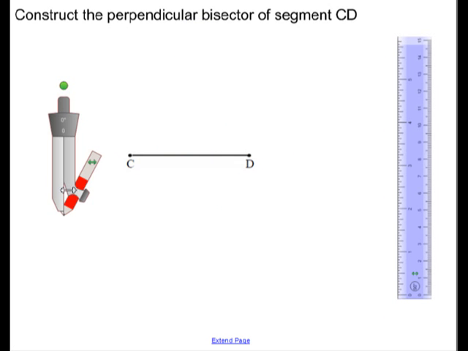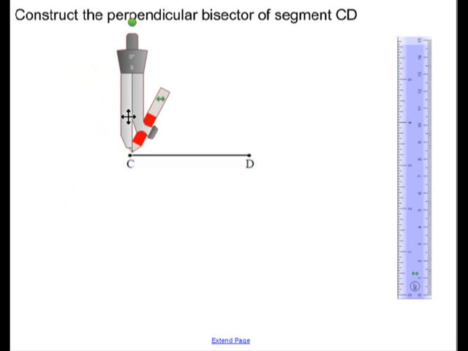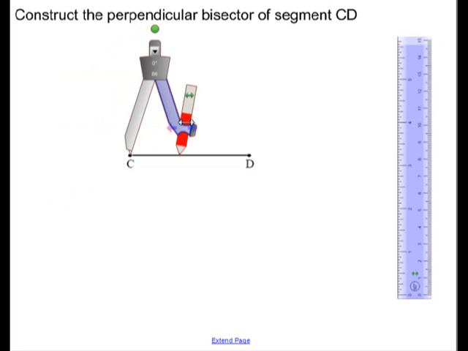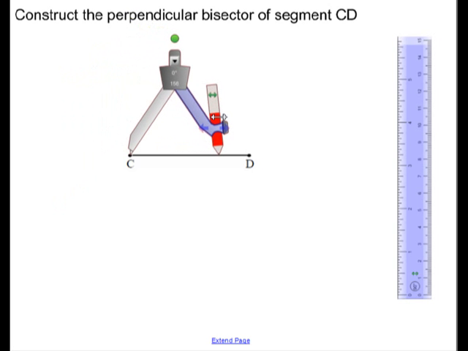So what we're going to do is this. We're going to take our compass, put the center on point C, and I'm going to open the compass up to more than halfway across, so past where I can see the midpoint would be. And the reason is, basically I'm just looking for points that are, again, equidistant from both C and D. So I'm picking an arbitrary distance.